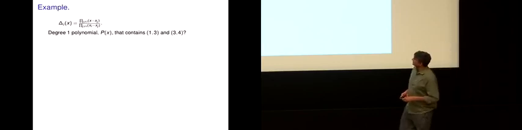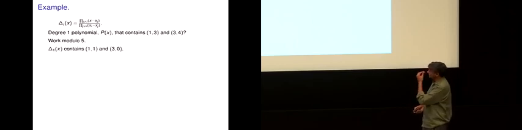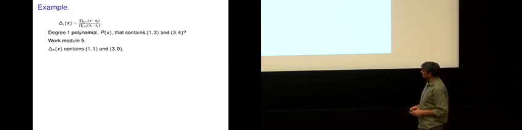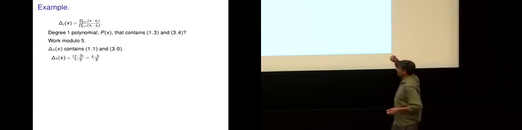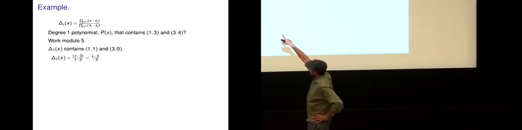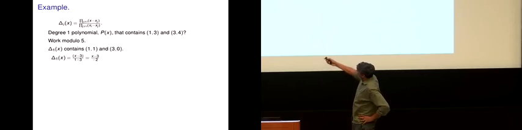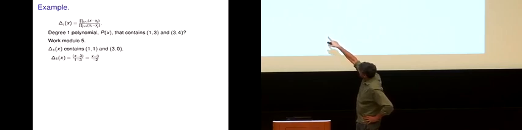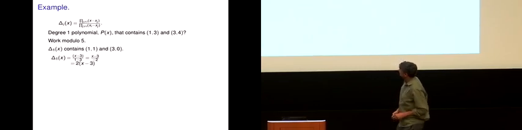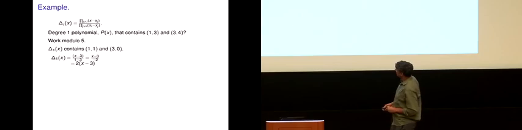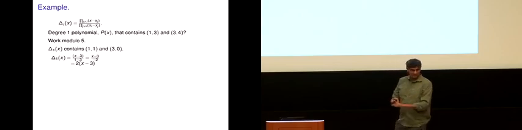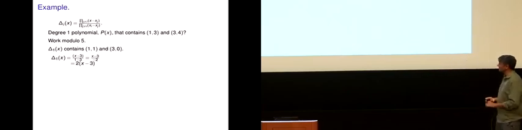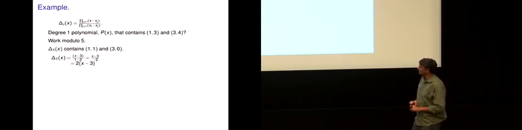Okay, here's an example. A degree 1 polynomial contains 1 and 3. You can work modulo 5. We already did this example. So here what you need to do is have a factor for the other point, which is x minus 3. And I get an over x minus 3. What I'm doing now is I'm plugging in a 1. Right? I'm plugging in the x value of 1 for delta 1. Okay? So I'm going to get a 1 minus 3, which is a negative 2. Now I want to multiply by the inverse of that. Right? I want to multiply by the inverse of negative 2, which is 2. Right? Negative 2 is 3 mod 5. So the inverse of 3 is 2.